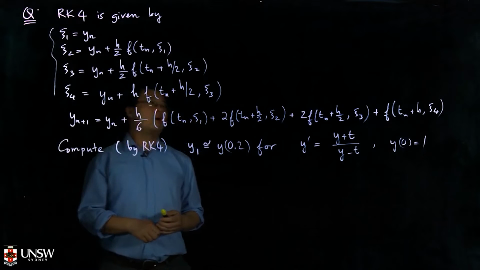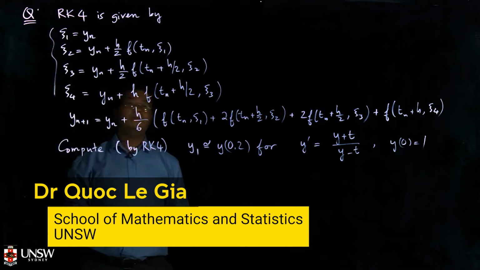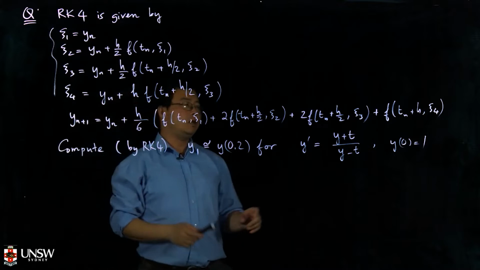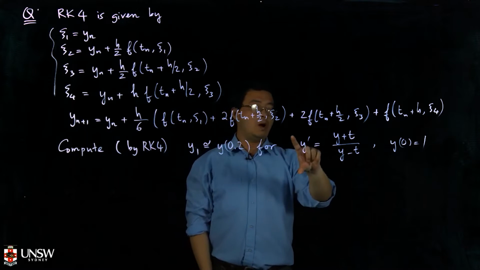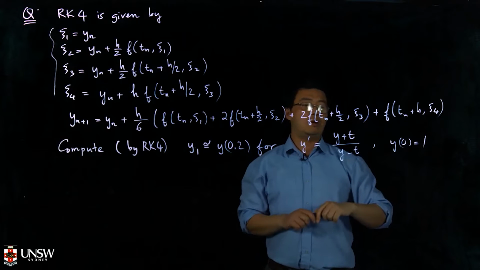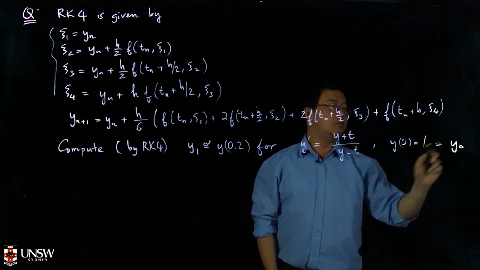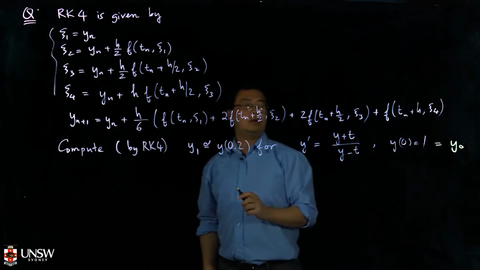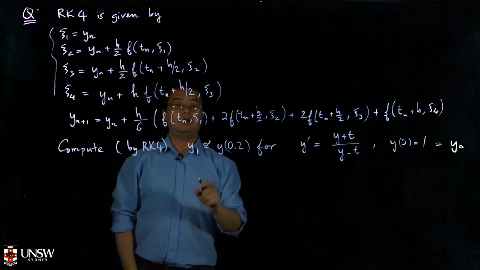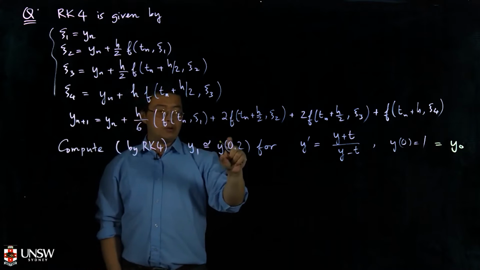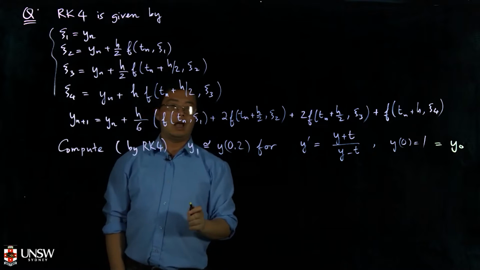Okay, so in this problem, we are given the general formula for the Runge-Kutta method of order 4, and we are given a very particular initial value problem: y' = (y + t)/(y - t), and the initial value is y(0) = 1. We try to compute y1, which is approximately the value of y at 0.2 when the step h is 0.2.